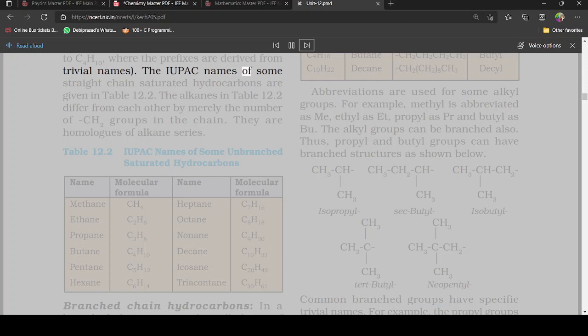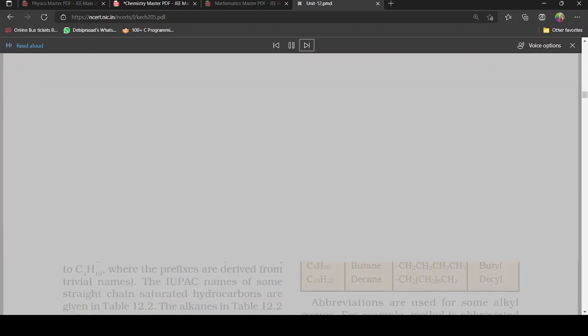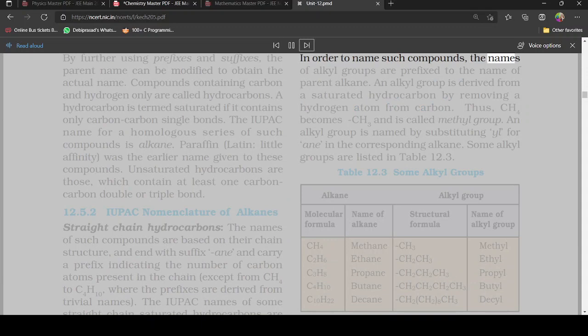The IUPAC names of some straight-chain saturated hydrocarbons are given in Table 12.2. The alkanes in Table 12.2 differ from each other by merely the number of CH2 groups in the chain. They are homologues of the alkane series. In order to name such compounds, the names of alkyl groups are prefixed to the name of the parent alkane. An alkyl group is derived from a saturated hydrocarbon by removing a hydrogen atom from carbon.